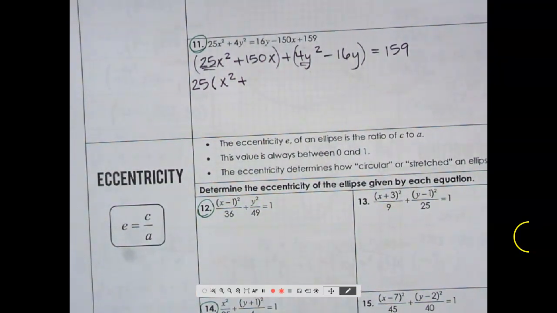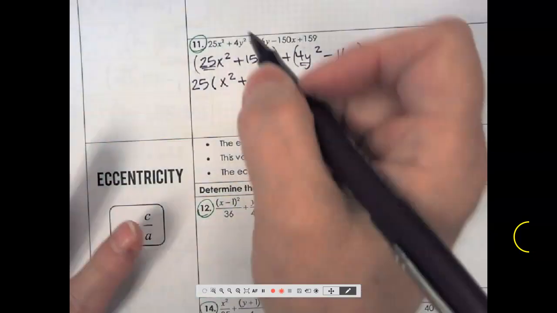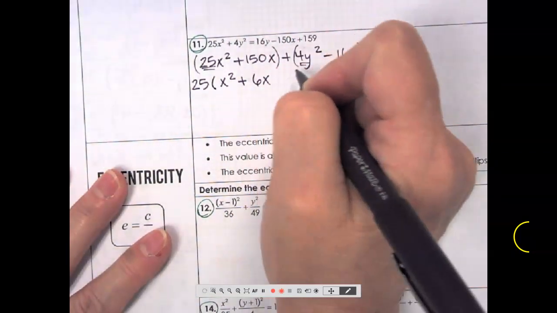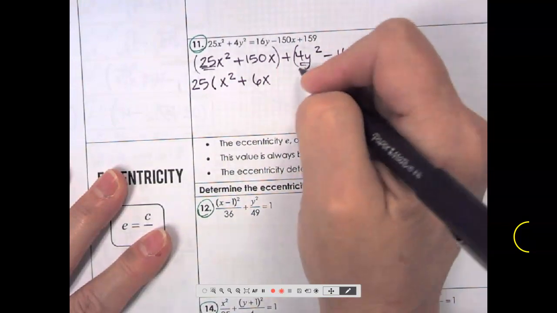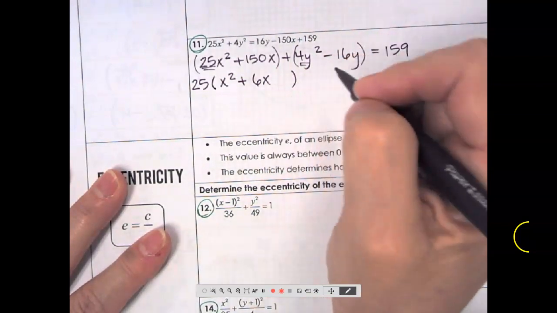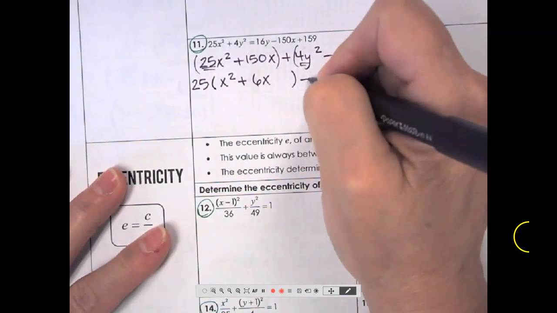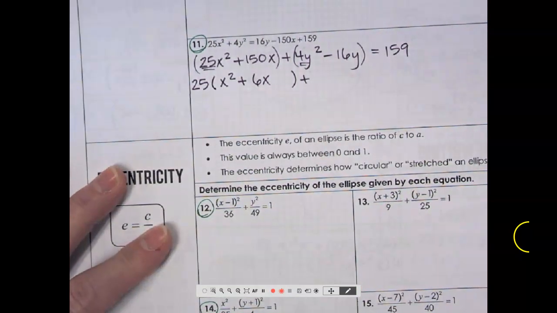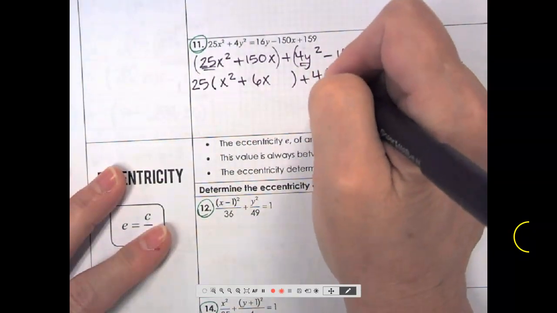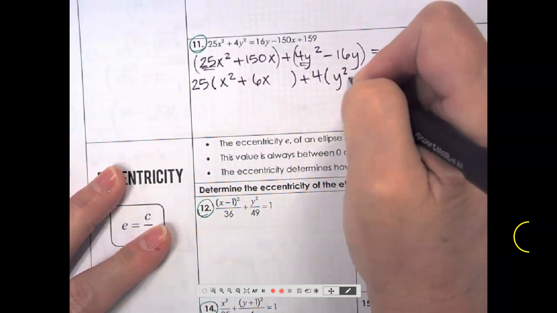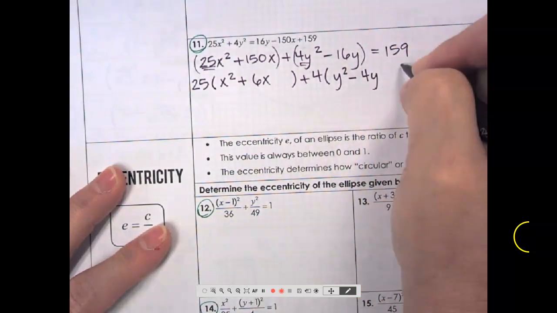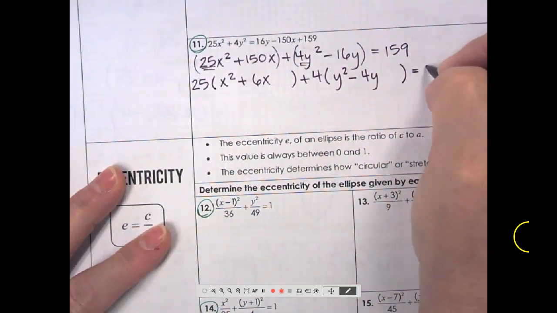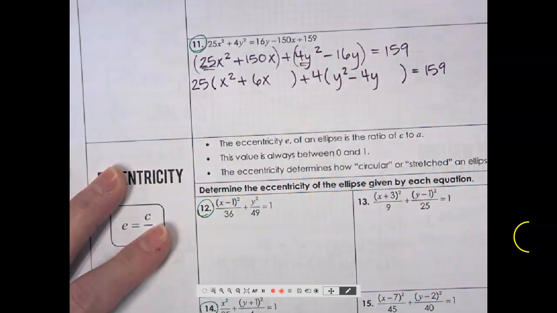You have $1.50. How many quarters are in it? 6. Do you ever think of it that way? No. I tell you what, when I'm dividing by 25, I always think of quarters. Okay, next set of parentheses, I'm going to factor out a 4. Y squared minus 4y, leave your space, equals 159.